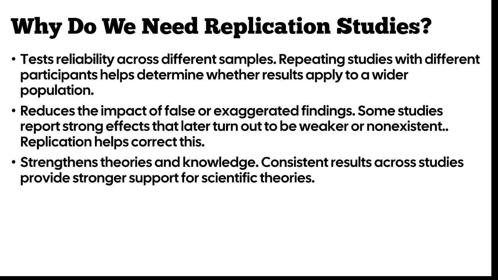Replicating studies also helps us reduce the impact of false or exaggerated findings. Some studies show a strong effect that later on turns out to be weak or maybe even nonexistent at all. Replication helps us as researchers go back and correct those problems. And then finally, replicating studies helps us strengthen the larger body of knowledge and the theories that we extract from that. So as long as we get consistent results across studies, we're providing stronger evidence and support for any scientific theory that might come out of that original research.